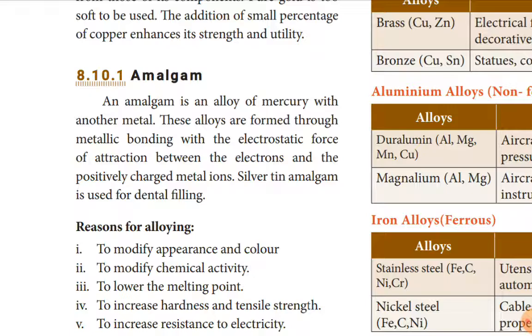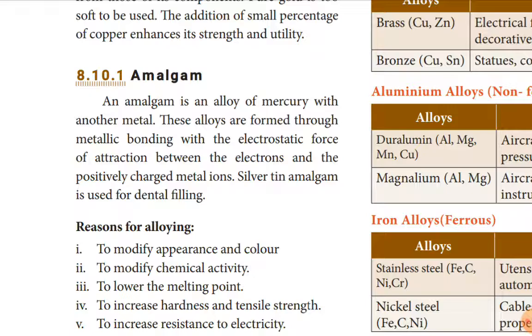For example, silver tin amalgam. Silver tin amalgam is used for dental filling. Sometimes it will be asked in the objective also. What are the components of dental amalgam? Three elements are there: silver, tin, mercury. That is called dental amalgam.